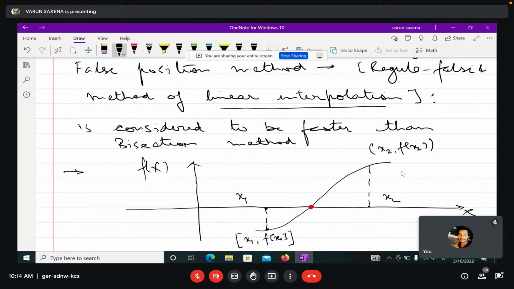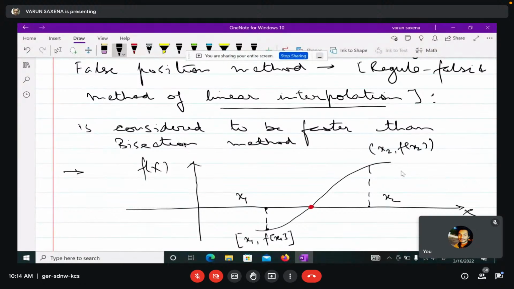So if you do the product of f(x1) into f(x2), then it will be a negative quantity, because you can see that one lies below the x-axis. Sorry, below the x-axis. So it's a negative value, and one value lies above the x-axis, so it's a positive value. So the product is negative.